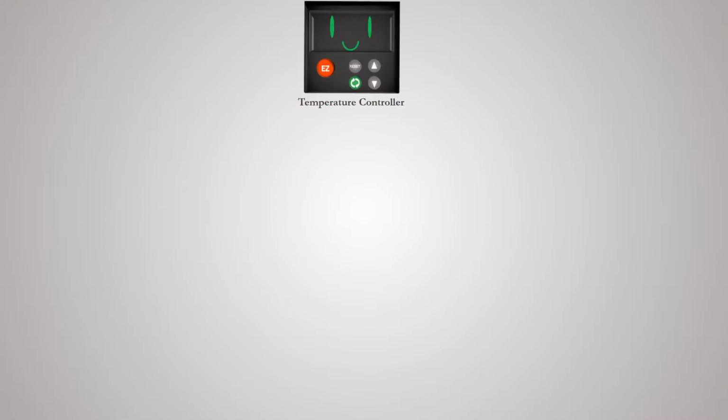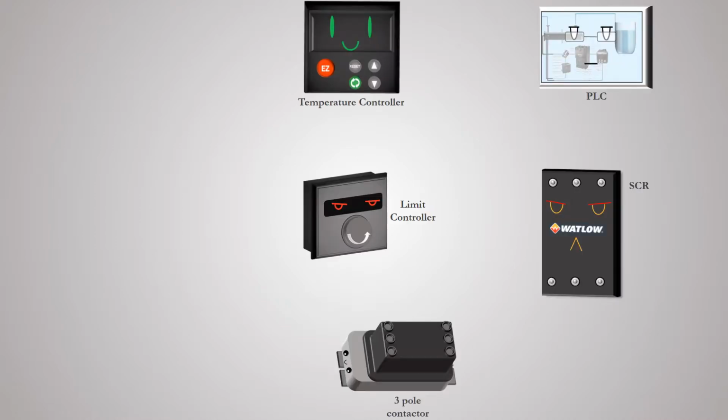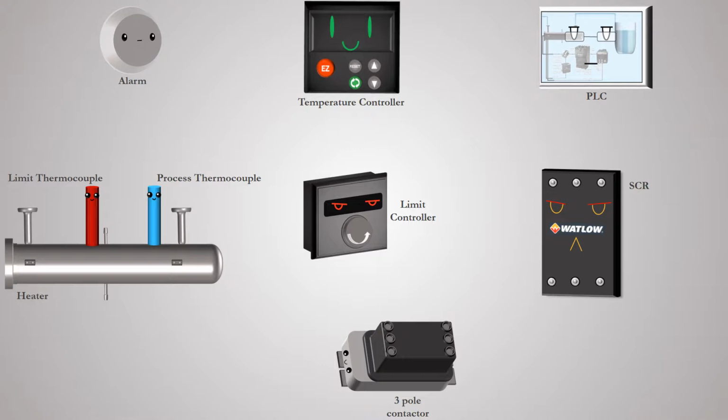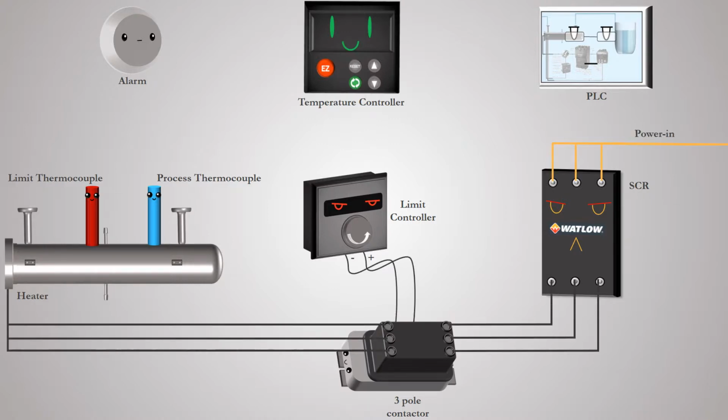Now let's go into a little more complicated example. We'll take a temp controller, a power controller, which is that SCR. We've got a 3-pole contactor for our limit. We've got the limit controller. We've got our heater with our limit thermocouple and the process thermocouple. We have an alarm and a PLC. So the power goes into the SCR, it comes out through the SCR, through that contactor for the limit, and then goes on to the heater.